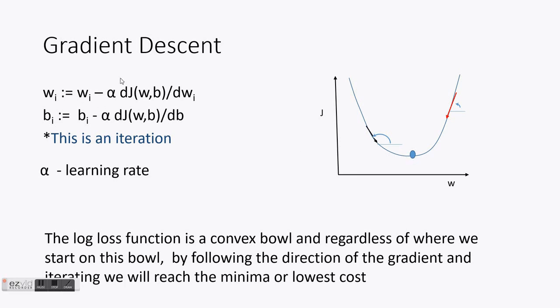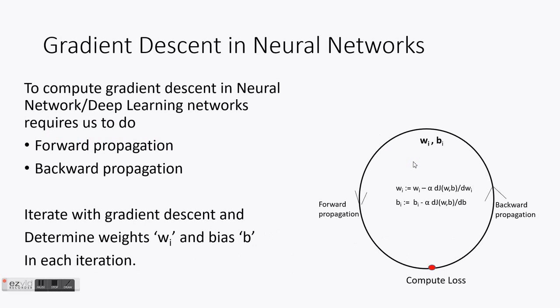So in gradient descent, I will iteratively find the weights and the bias by moving along this curve, and finally come to the point where I get the lowest cost, and that will be the set of weights which I will have to use for my model.